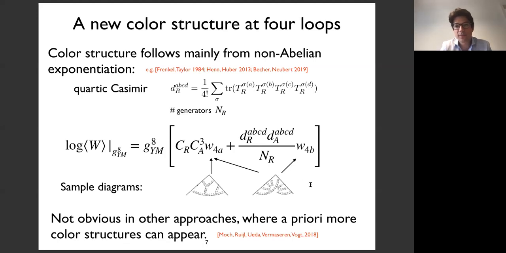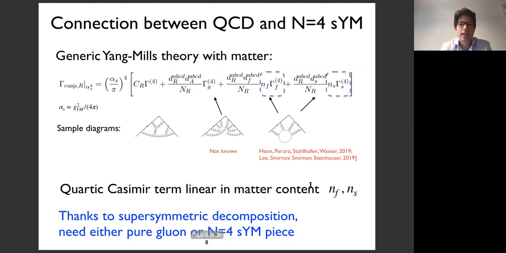I should also say that this color dependence is particularly simple in the Wilson line approach, but it's more complicated if you started, for example, from scattering amplitudes or form factors. So we can do the same analysis more generally, also allowing matter contributions. This will be very helpful to make a connection with QCD.